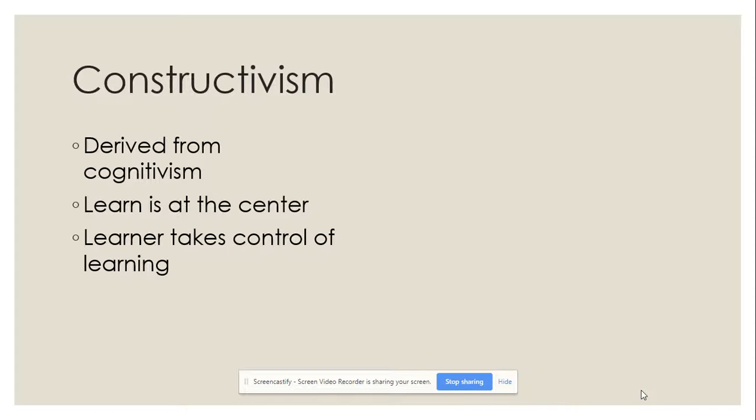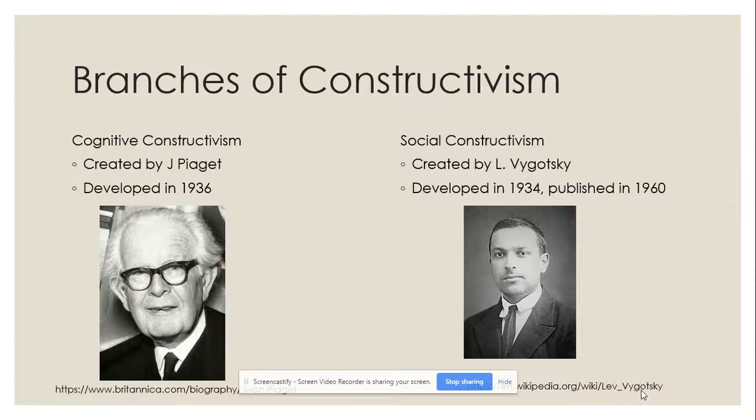The first theory that I will discuss is constructivism, which is similar to cognitivism. Constructivism places the learner at the center of their learning, which in turn gives the learner control of their learning, what they learn, and how they learn. There is thought to be two main branches within constructivism: cognitive constructivism, which was developed by Piaget in 1936, and social constructivism, which was developed by Vygotsky in 1934, but not published until 1960.